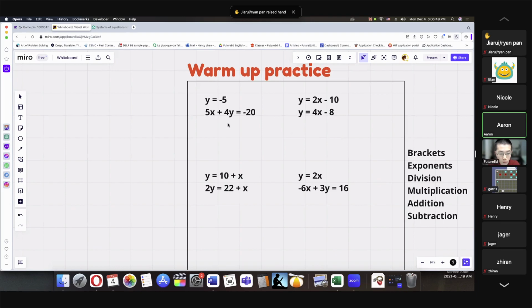5x plus 4 times -20 equals -20. Okay, so where should we start? Isolating the variables. So which variable in particular? We see we have an x and a y.